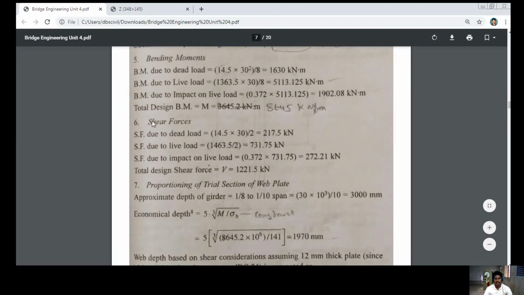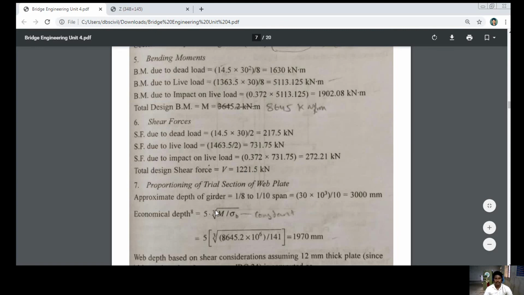Next, step 6 is shear forces. Similar to bending moment, we should also calculate shear forces. Shear force due to dead load is WL by 2. Similarly for live load it is W by 2. Shear force due to impact on live load, similarly as we did for bending moment, is 0.372 into 371.75 kilonewton, that's 272.21 kilonewton. The total shear would be around 1221.